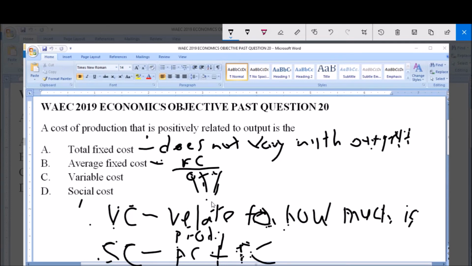So with that being said, we talked about variable cost being related to how much is produced, and how much is produced can be stated as the output. So a cost of production that is positively related to output is C, which is the variable cost. So variable cost is the correct answer.